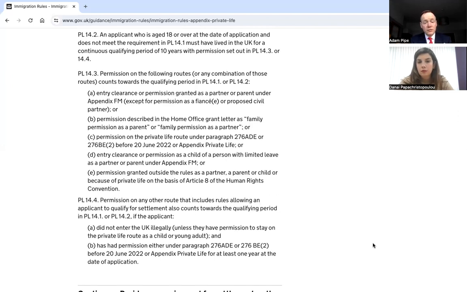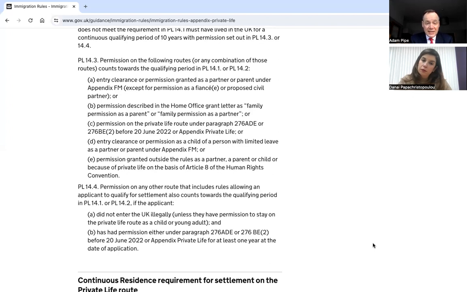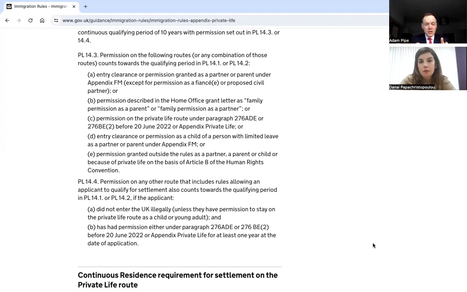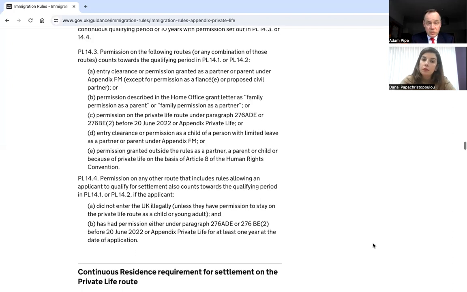And then 14.4 sets out that you can rely on other routes which qualify towards settlement that are not listed above, provided the applicant did not enter the UK illegally and has had permission either under 276ADE or 276BE2 before the 20th of June 2022 or Appendix Private Life for at least 1 year at the date of application. So stricter requirements when relying on other routes that are not set out in 14.3.